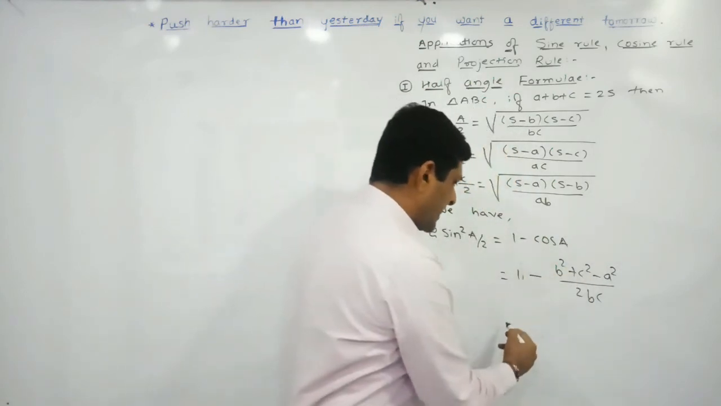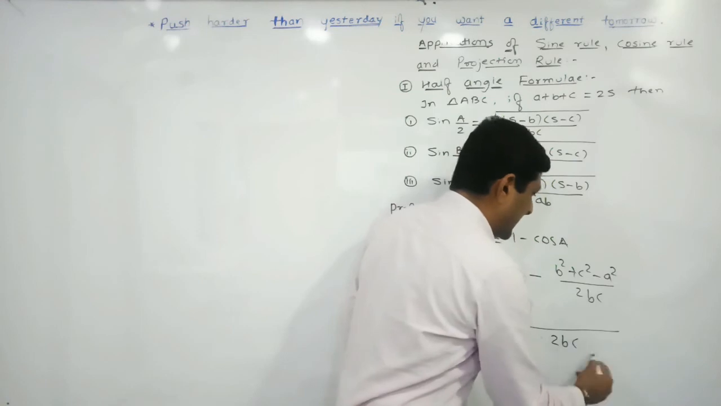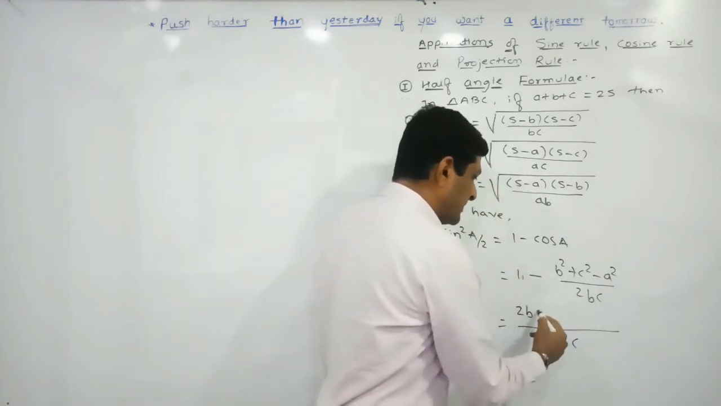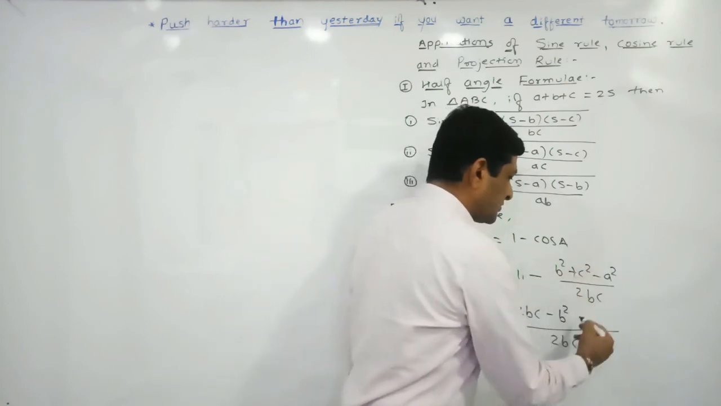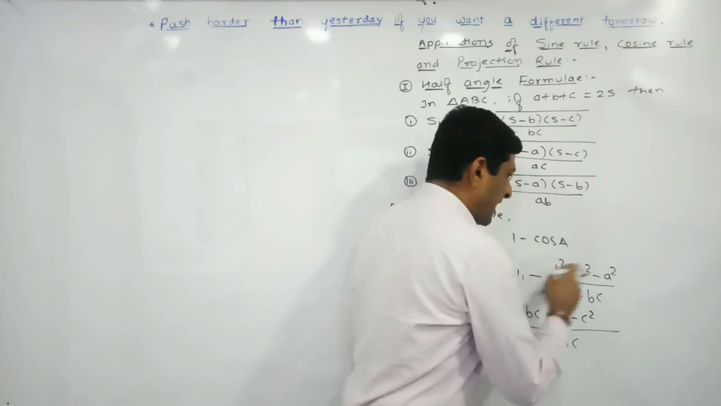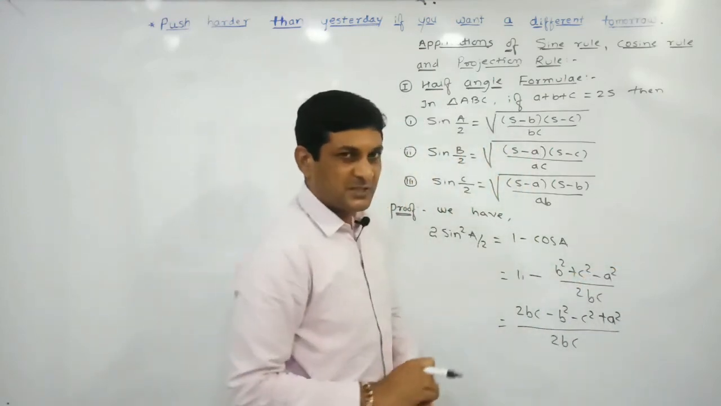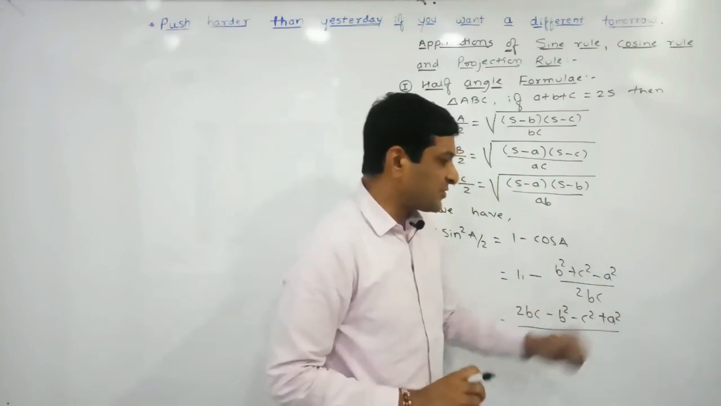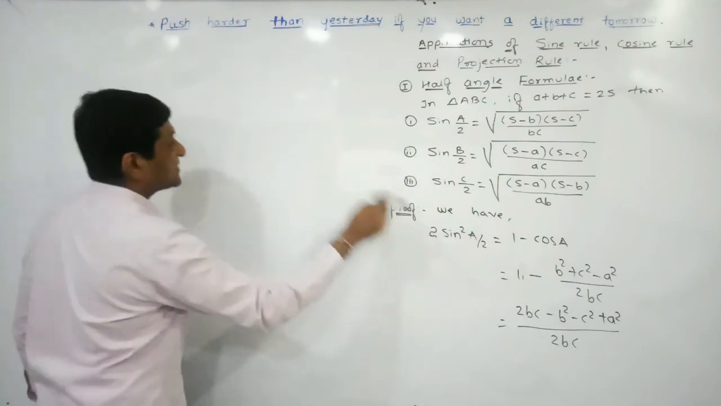Now simply we take cross multiplication. In the denominator, keep 2bc as it is. In the numerator, 2bc into 1 is 2bc, minus into b square is minus b square, minus into c square is minus c square, and minus into minus is plus a square. Now observe the terms very carefully. First we write the term a square. So first write down this term a square. Keep the left hand side as it is.